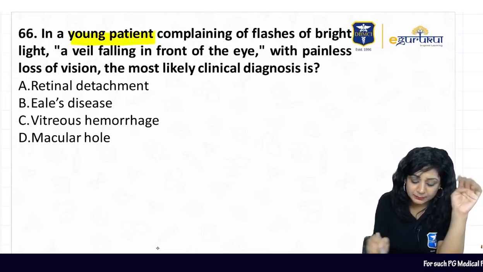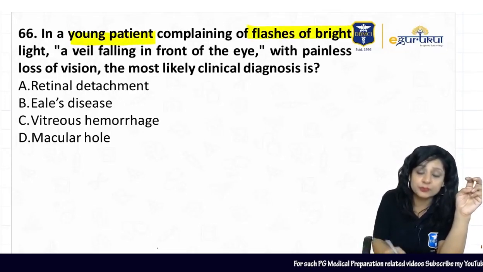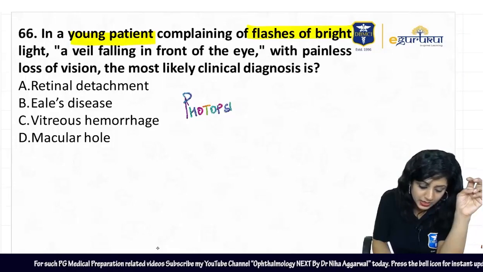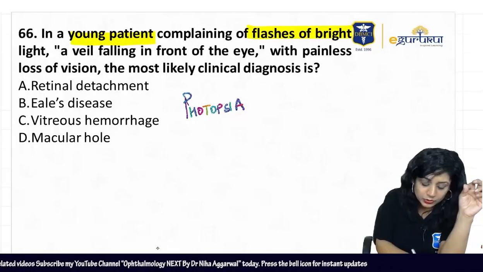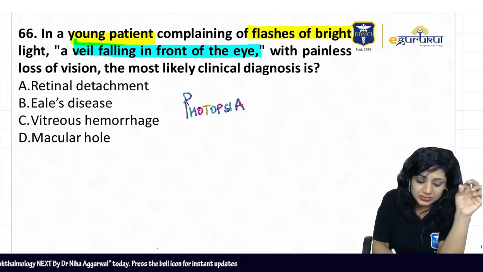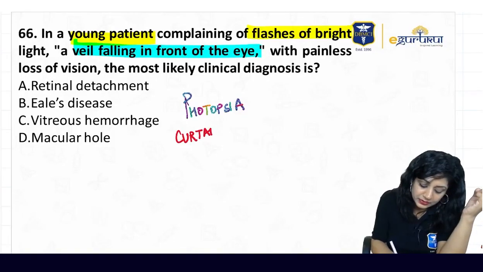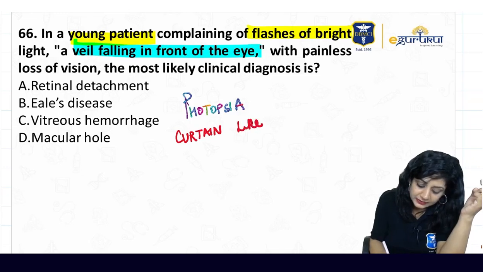A young patient complaining of flashes of light. What is flashes of light? So this patient is coming with photopsia, and we also have a veil falling in front of the eye. What is this veil? This is called a curtain-like effect.